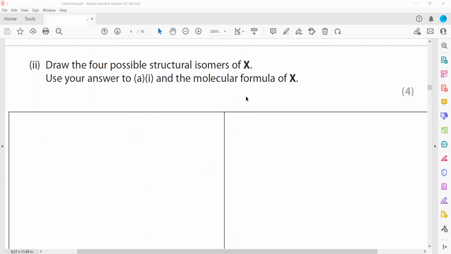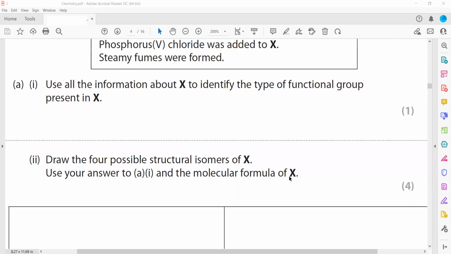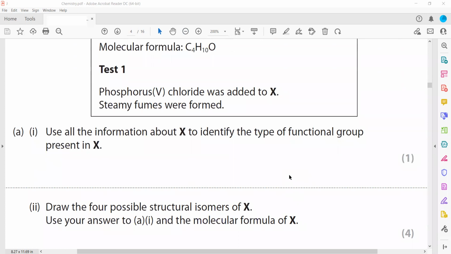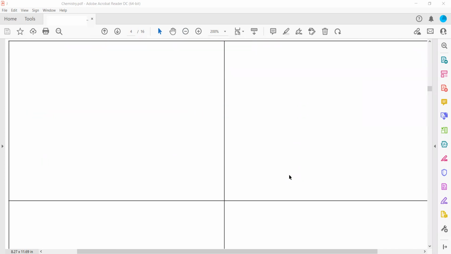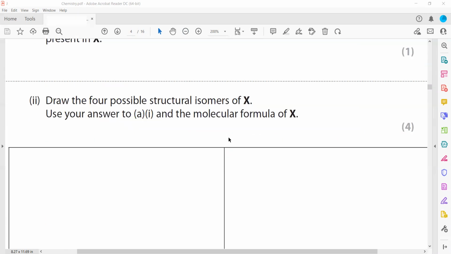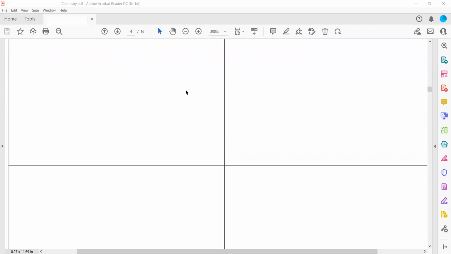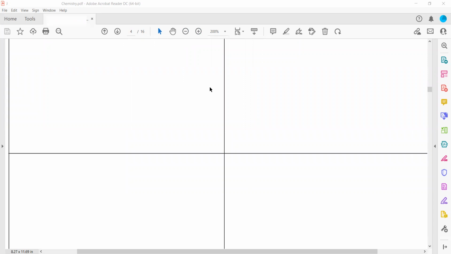Then draw 4 possible structures of isomers of X and use your answer to A1. So X is an alcohol, and it contained 4 carbon atoms. So what might be 4 different structures we can draw for this? Number 1, it can be a primary alcohol, it can be a secondary alcohol, it might be a tertiary alcohol, or it might be a branched alcohol.